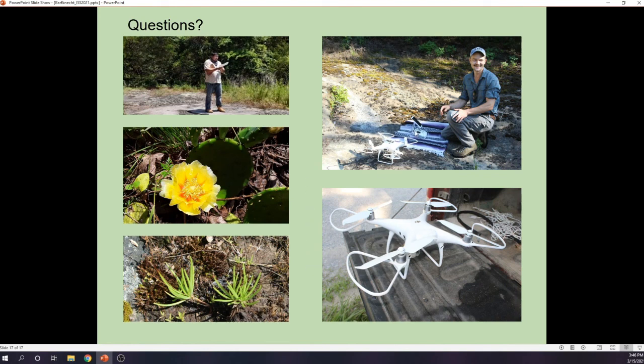Nick Seaton helping me with my drone surveys, and here's a picture of the drone before and after it returned from the project.